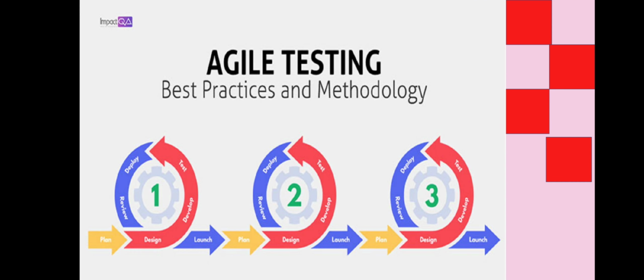And then this picture represents best practices and methodology for Agile testing. Next is going to see about Agile methodologies. There are several Agile methodologies that support Agile development. The Agile methodologies include Scrum, XP and FDD. First of all, going to see about Scrum.